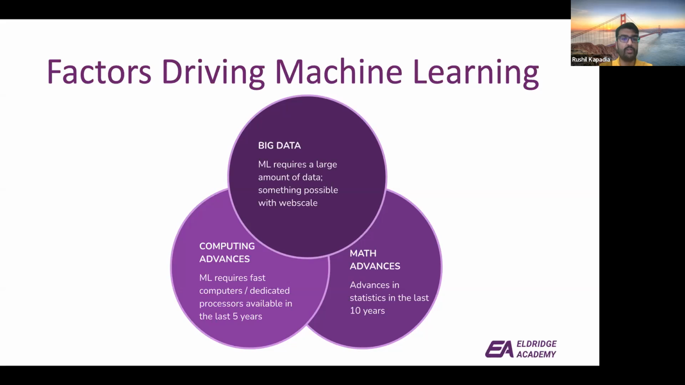Furthermore, there have been major computing advances in recent years, and ML requires fast computers, dedicated processors that are really only available in the last 5 years. And I can speak from experience. Running even simple things on my personal computer can take up to a few hours to a few days to run. So it really requires fast processors and better computers that have only come in recent years. Lastly, there have also been some mathematical advances that have led to more complex machine learning models that we'll go ahead and mention later. That have made more complex compute possible.